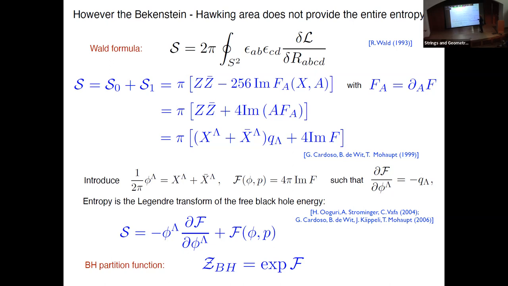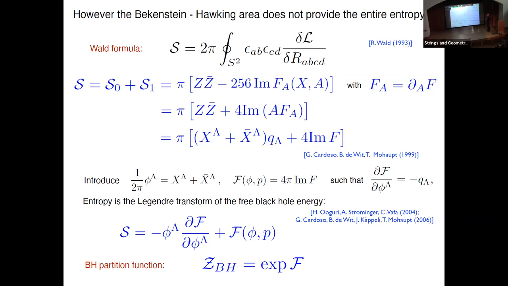And that precisely corresponds to the first contribution being Z Z bar. So this is nothing else than the area of the horizon. And then in the presence of higher derivative terms in the effective action, the higher order terms in the entropy are precisely given by F_A, where F_A here is meant to be the A derivative of the prepotential. So I think this formula was first derived in a nice paper by Cardoso, de Wit, and Mohaupt some years ago, and it's really the key also to understand the black hole entropy in n equals 2 supergravity.